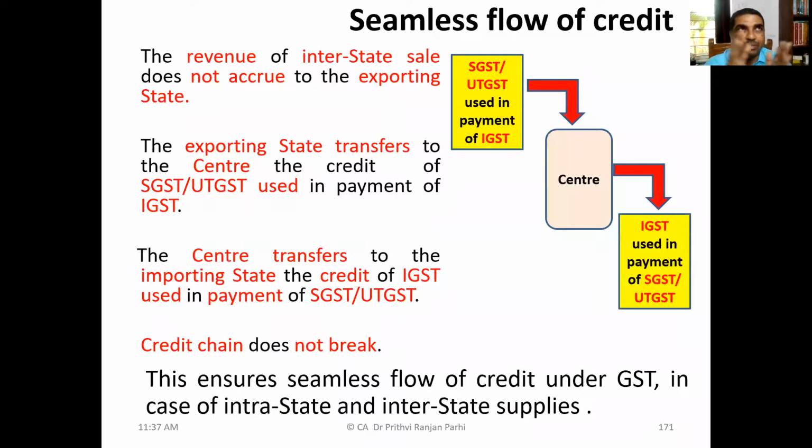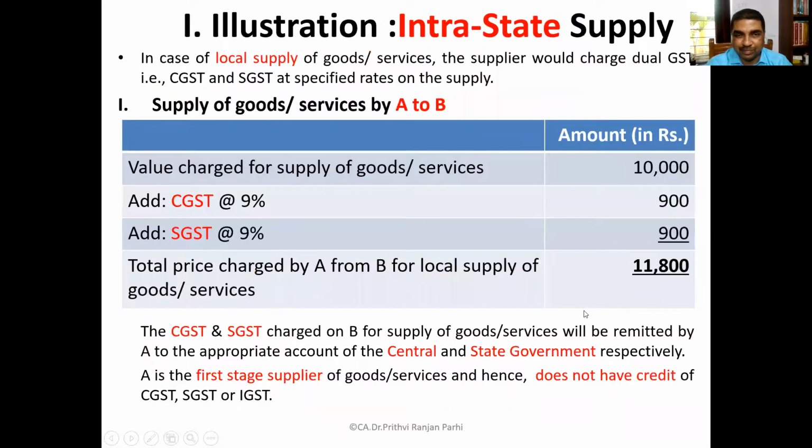Okay, I repeat what we have discussed so far. SGST, UTGST used for payment of IGST has to be paid by the state to the center, because the center's IGST collection got reduced. And IGST used for payment of SGST or UTGST has to be paid by the center to the state.